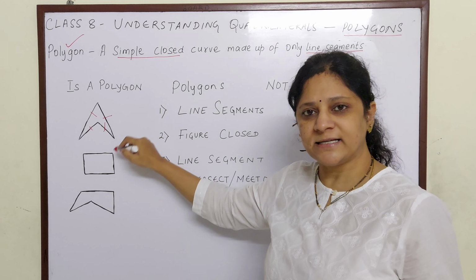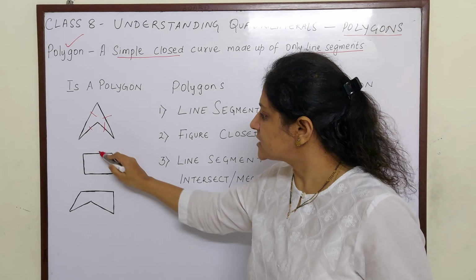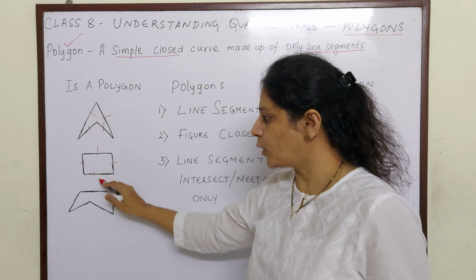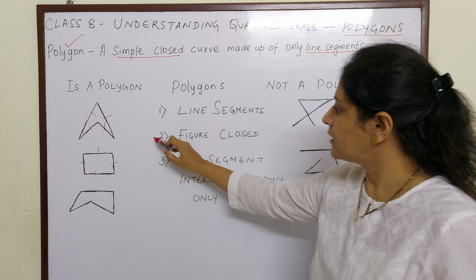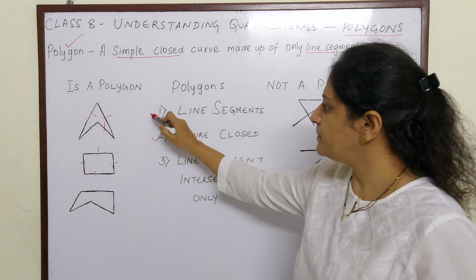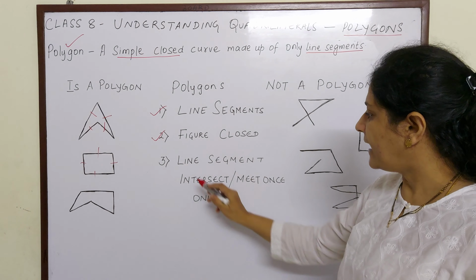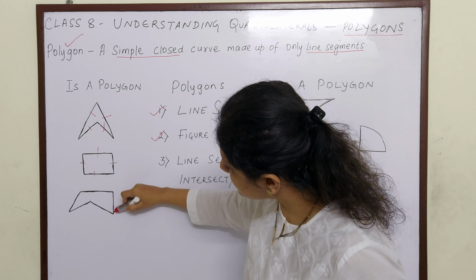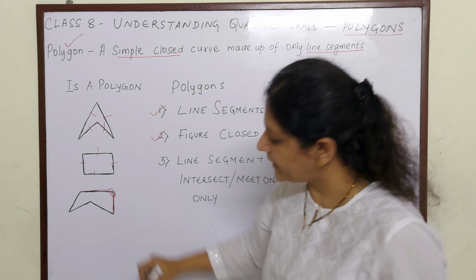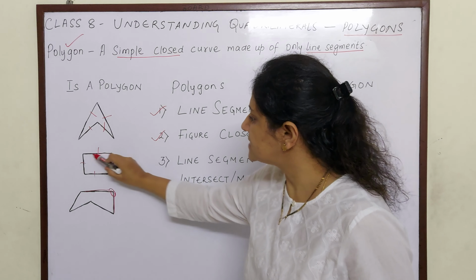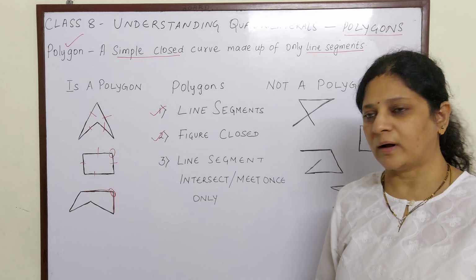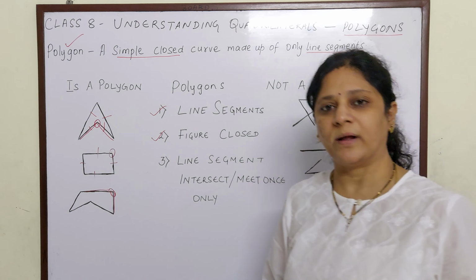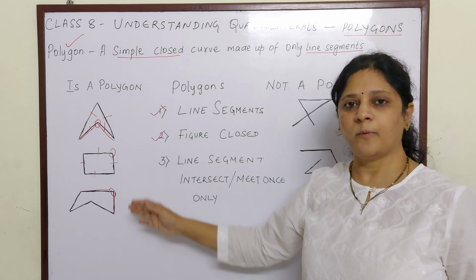These are all line segments. And this is a square. This is also made up of line segments and it is a closed figure. It is made up of line segments and they meet only once. That means this line segment meets only once. Here also this line segment meets only once. What about this? These line segments meet only once. So these are called polygons.